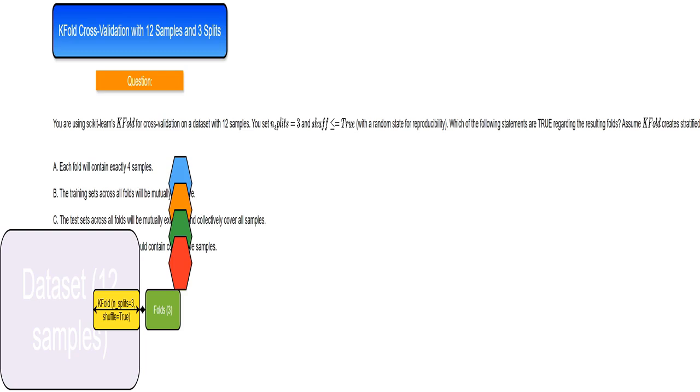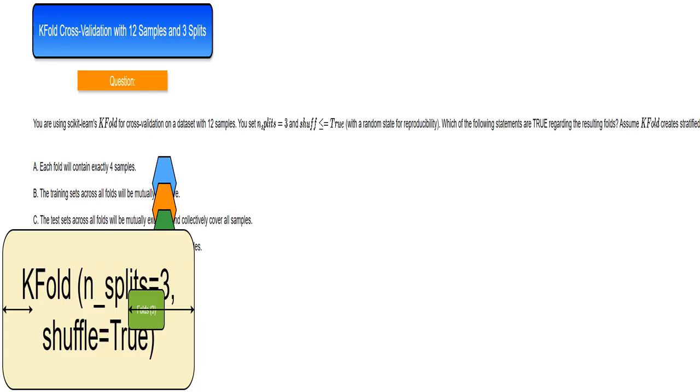I'm imagining 12 data points, maybe representing things like house prices or patient medical records. These are the things we'll split up for cross-validation. Think of it like having 12 cookies that need to be divided fairly. I'm using Sklearn's KFold tool, a popular way to do cross-validation. n_splits equals 3 tells it to divide my data into 3 groups, or folds.